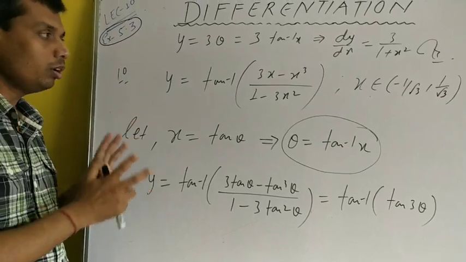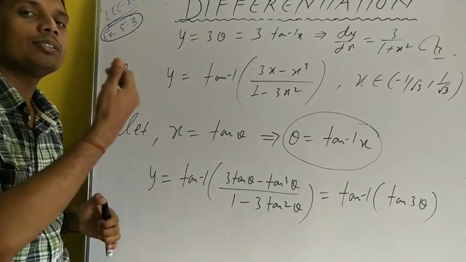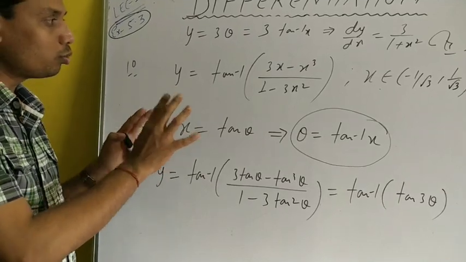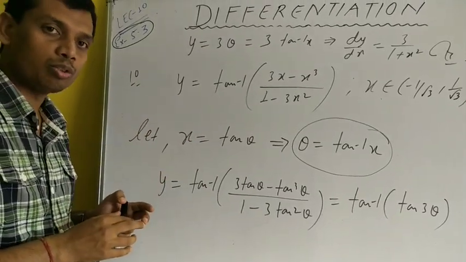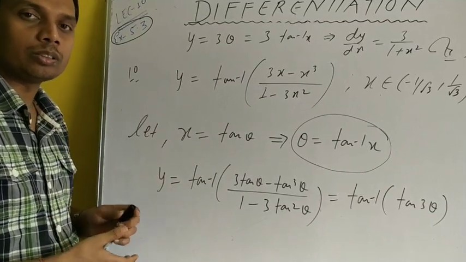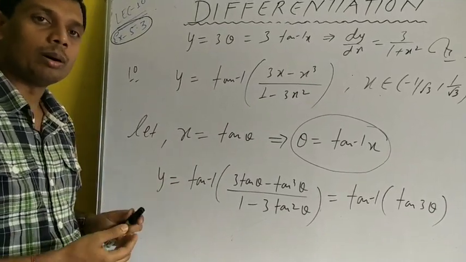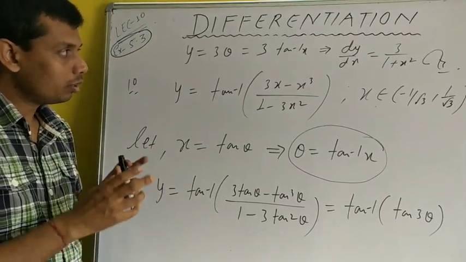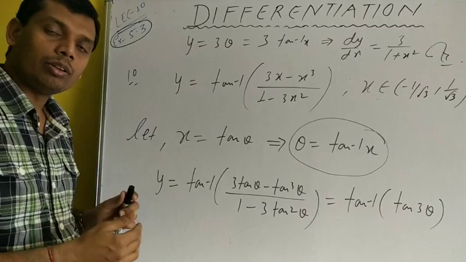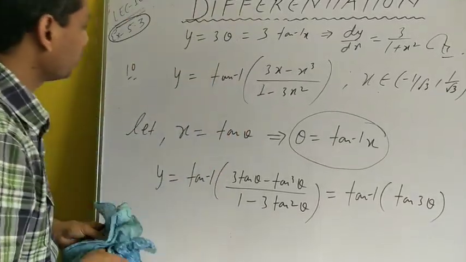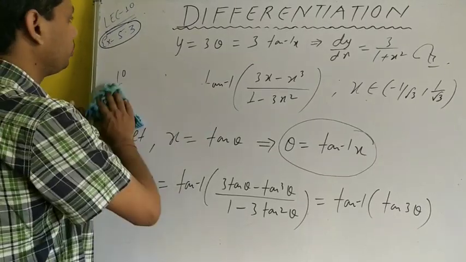Okay, so you have to see what substitutions should be used in order to transform the given function into the simplest form. After that, once it is reduced to the simplest form, then you apply differentiation. Then whatever question is given there, it will be easily differentiated. Okay, now question number 11.